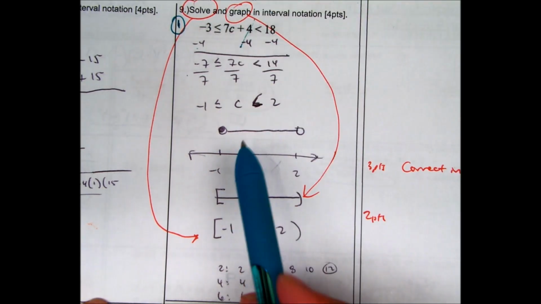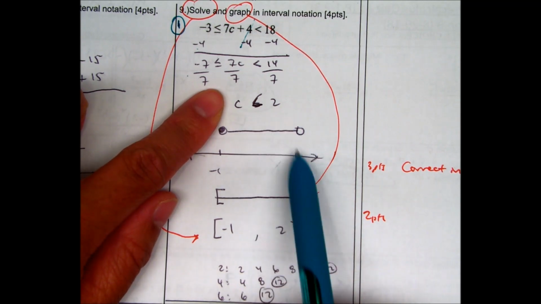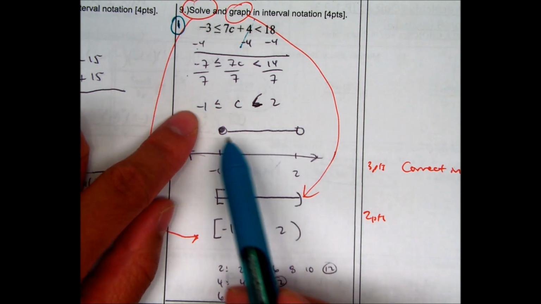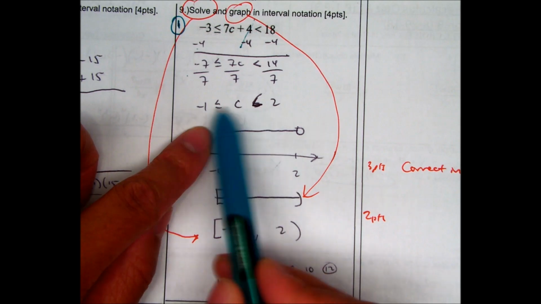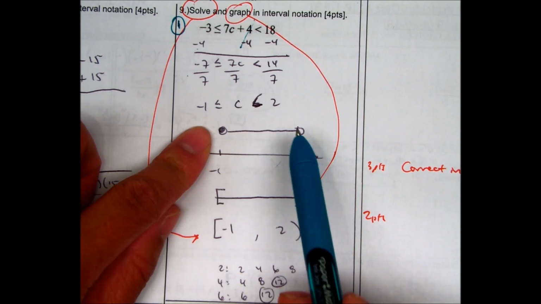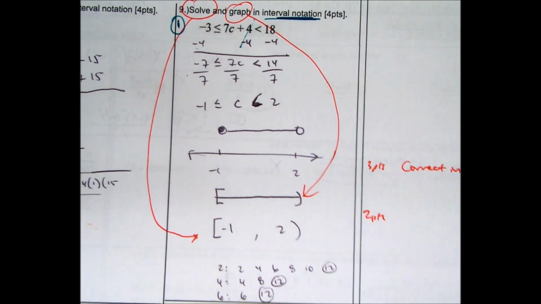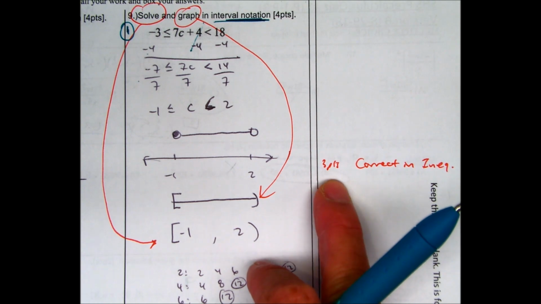Now pay attention that this means c is less than 2, open circle. C is greater than or equal to negative 1. So negative 1, greater means going towards the right. And it's a compound, and is a keyword, so it looks like a bar. Now, this problem does say interval notation. So if you did this correctly in inequalities, you got 3 out of 4.